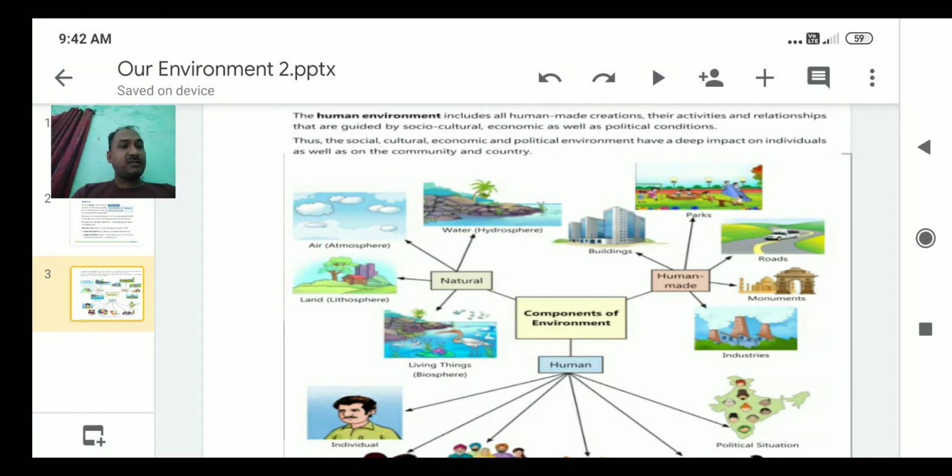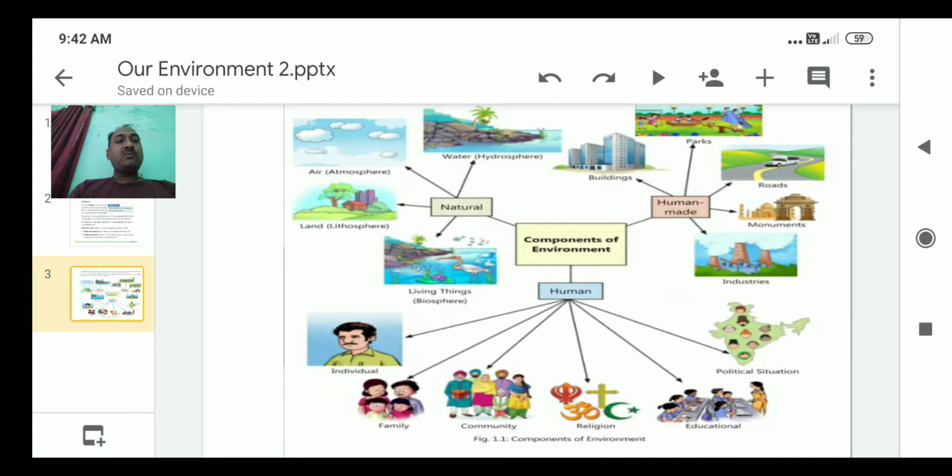Then human made things. So buildings have been created by human beings. Parks. Then roads, monuments and various types of industries. All these things have been created by human beings for their own development. Now let us see. All human beings are also part of our environment. So individual person, then the family of the person, then community, as all human beings always live in society. So community is also part of environment. Different types of religions are also there, and these religions are also included in the human environment. Then educational institutes, then the political situation of our country. All these things are part of human environment.